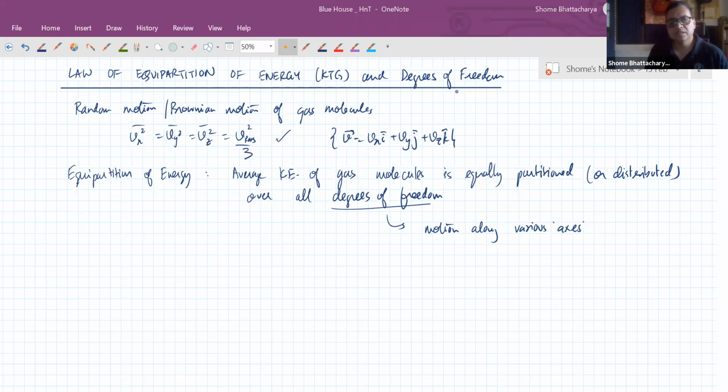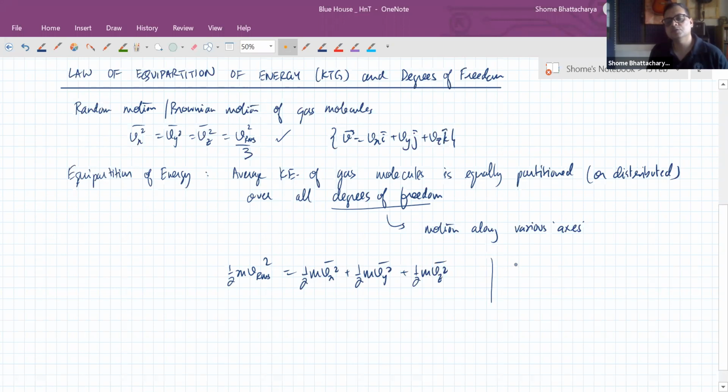So this tells us that half m vrms squared is equal to half m vx squared average plus half m vy squared average plus half m vz squared average, because we know that vrms is the square root of v squared average, that is, square root of vx squared plus vy squared plus vz squared average. So we square both sides.